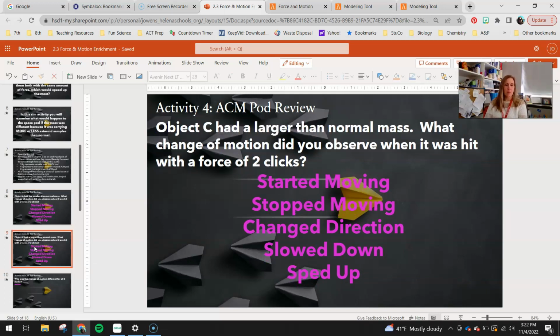On slide 9, let's talk about object C. Remember that object B was our normal pod, and it should have done what it was supposed to, which was stop. It was our medium pod coming in at a medium speed, got hit with a medium force, and it stopped. Object C had a larger than normal mass, collected too many asteroids. What change of motion did you observe when it was hit with the force of 2 clicks? Did it start moving, stop moving, change direction, slow down, or speed up? Take a second, answer that, and when you guys are ready, come back to the video.